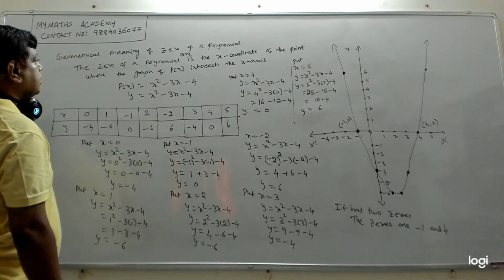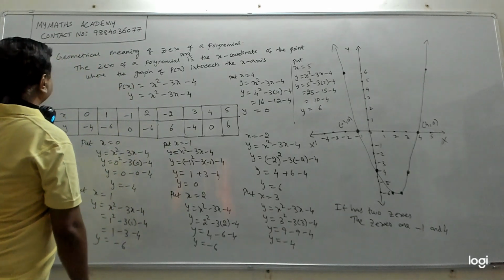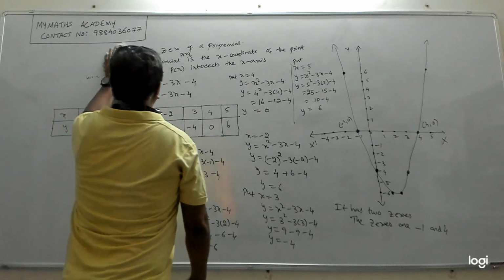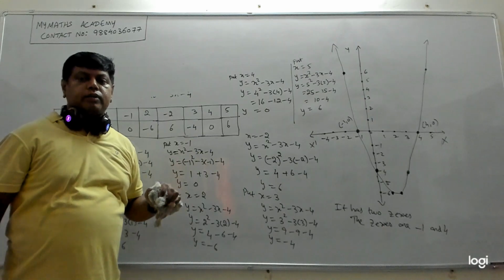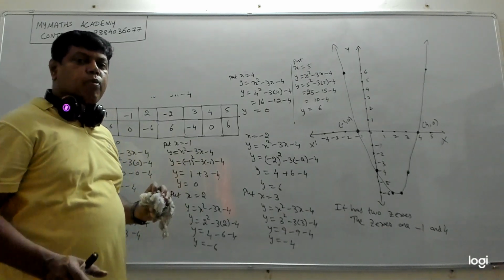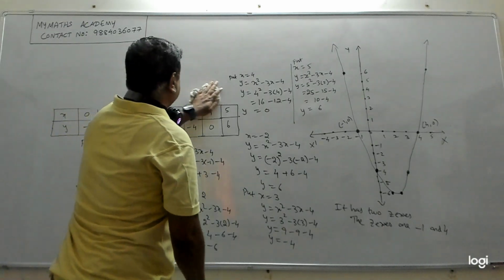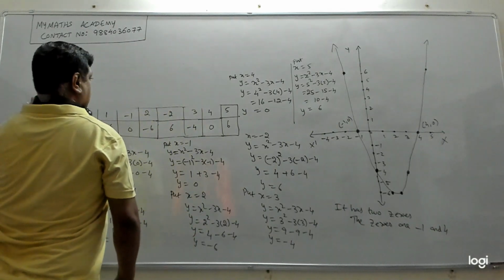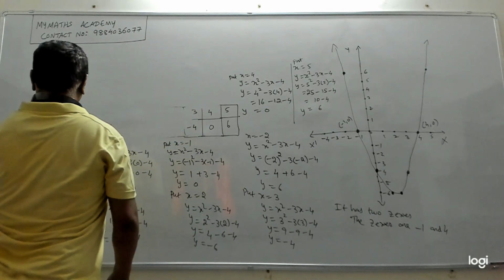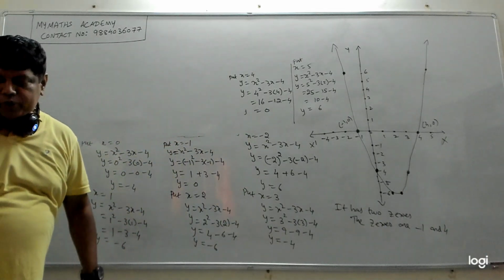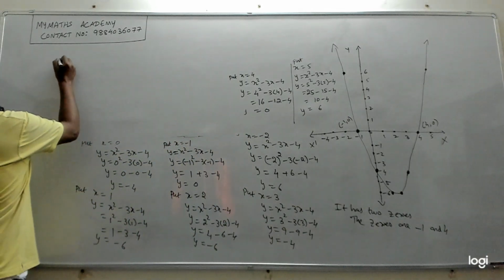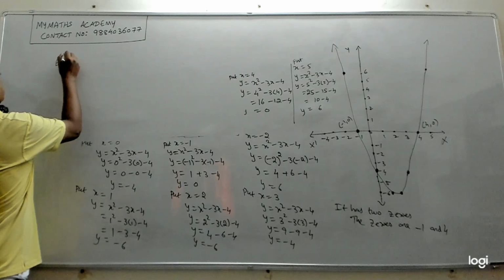So let me erase this. We will try to find the zeros of the polynomial by looking at its graph. They will give the graph of the polynomial, and looking at it, you can find how many zeros there are. Right? Let's take a polynomial. I am going to your example 1 in the textbook.